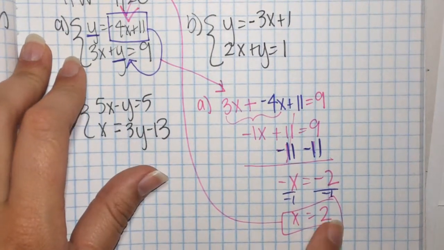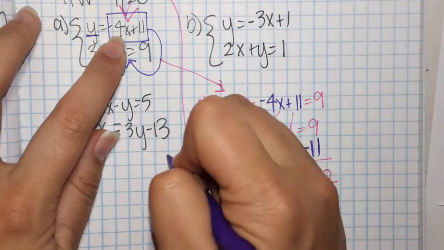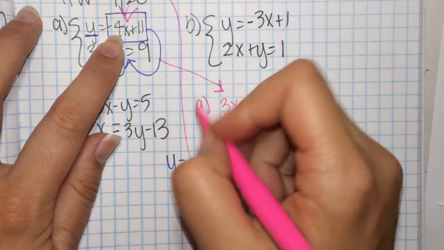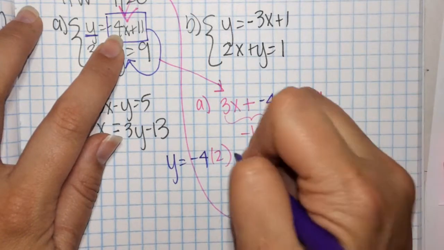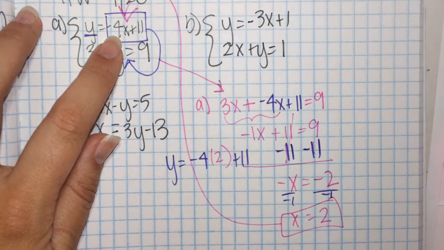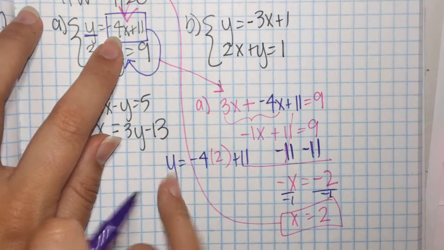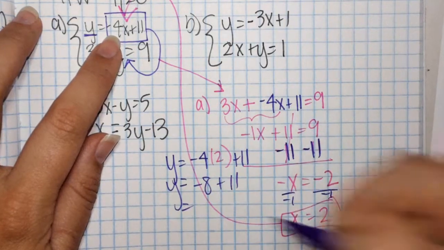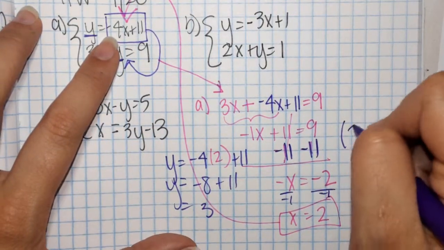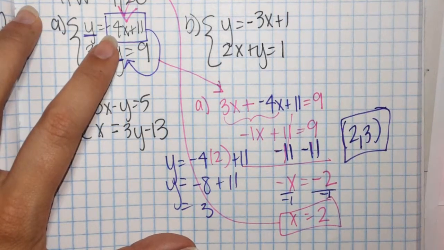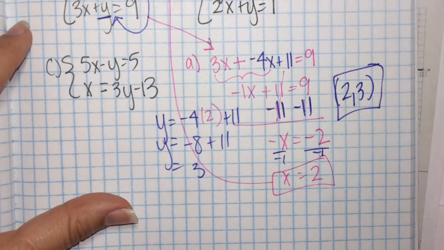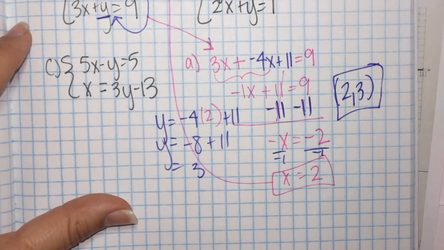Okay. Alright, so now we take what x is and we plug it in up here. So we have y equals -4 times 2 plus 11, because we're plugging in for x because we need y. Alright, -4 times 2 is -8. -8 plus 11 is 3. So we write our coordinate as 2, 3. Do we understand what we did?